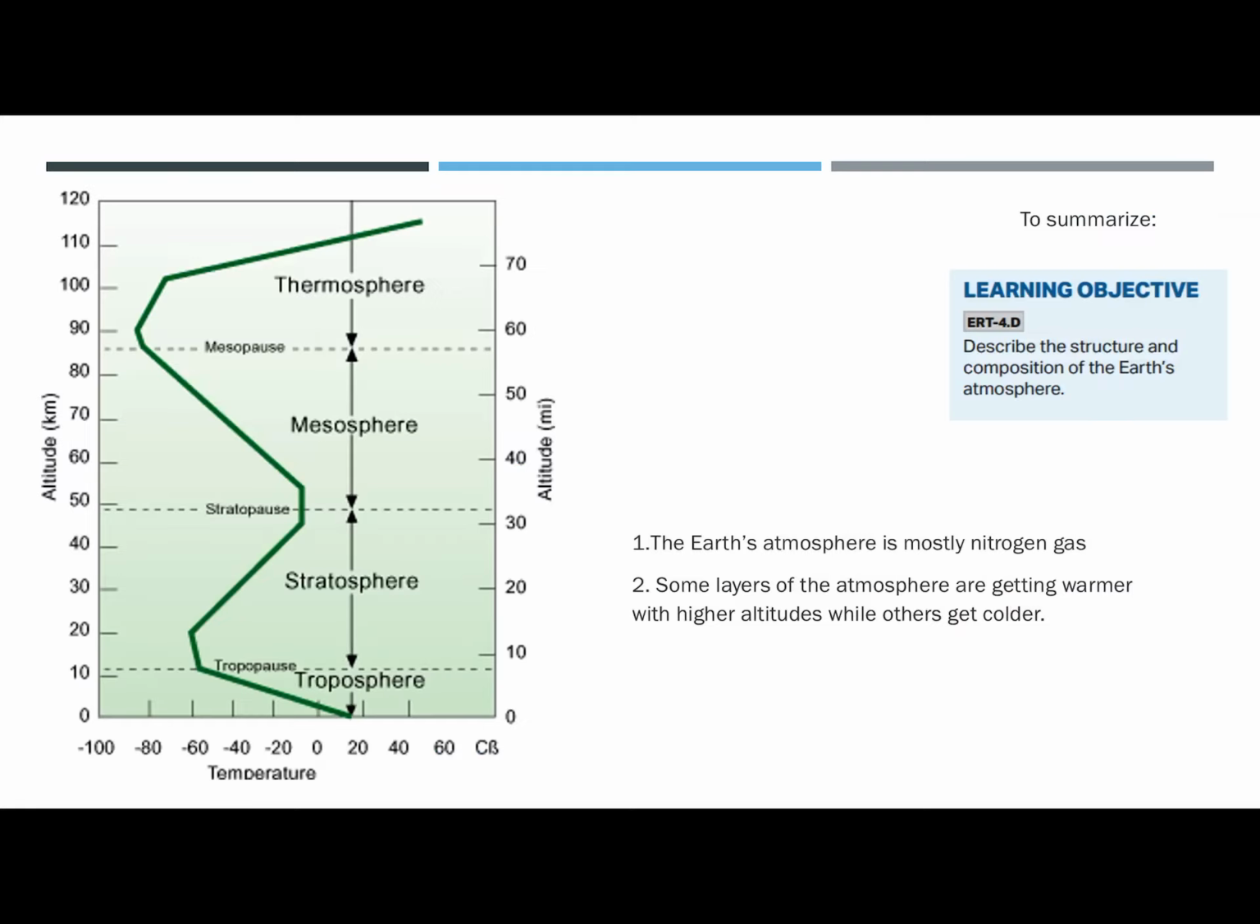So to summarize, our goal was to describe the structure and composition of the Earth's atmosphere. We learned that the Earth's atmosphere is mostly nitrogen gas, and that some layers of the atmosphere are getting warmer with higher altitudes while others get colder. This is a common diagram you'll see. So we have decreasing temperature, increasing temperature, decreasing temperature, increasing temperature, and then space is out here. Earth is down here.